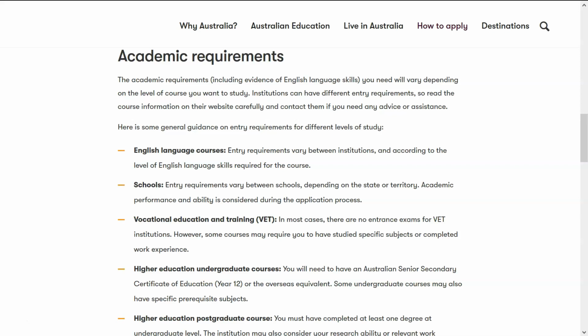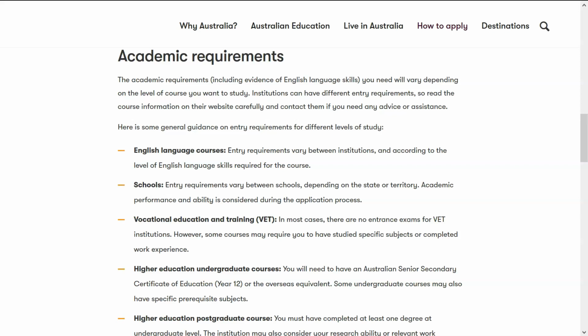Okay, so let's have a look at the different types of education. English language courses, it says that the requirements can vary and differ between the different schools, and that you should check the course page for the requirements. For schools, likewise, it says entry requirements can vary between different schools and different states and territories. And this academic requirement will be assessed during the application process. So you need to check the requirements from the school or from the course page.